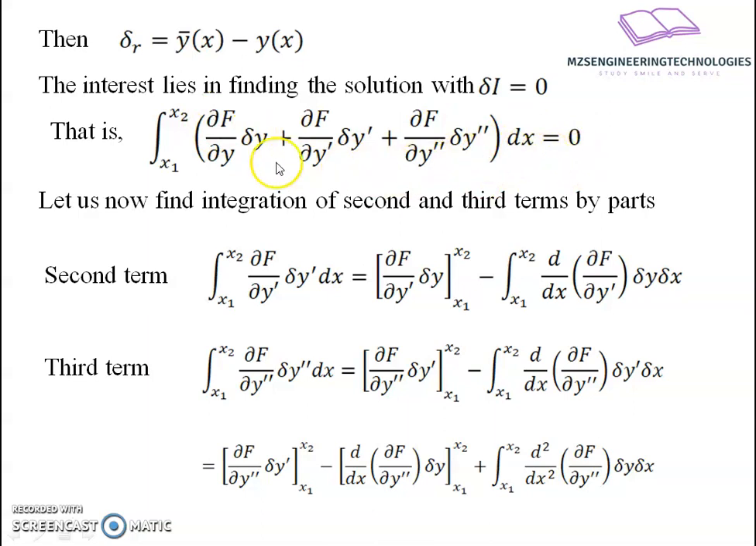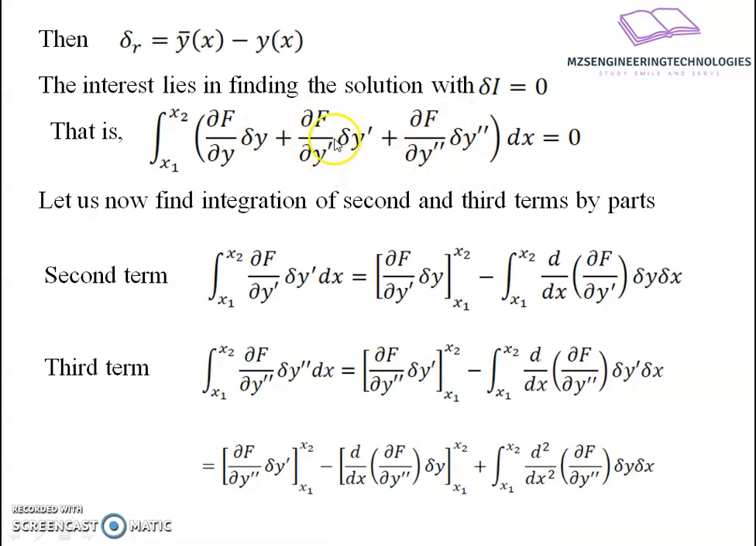Now we are interested to know what is the solution of this integration. So let us now find the integration of the second and third terms by parts. I am going to first analyze the second term and then the third term. The first one is the first derivative of the function and the second is the second derivative of the function. So if you see here, there are two functions.